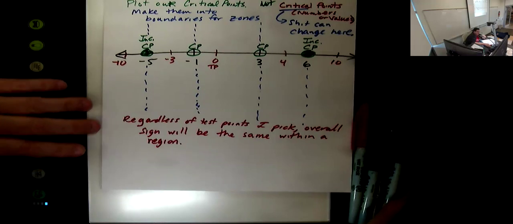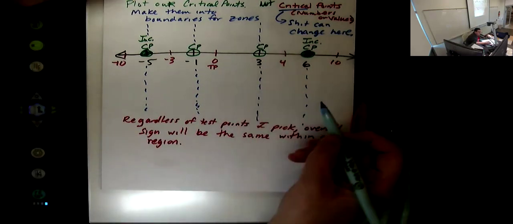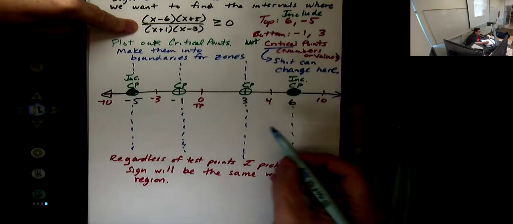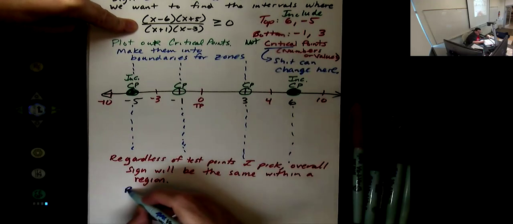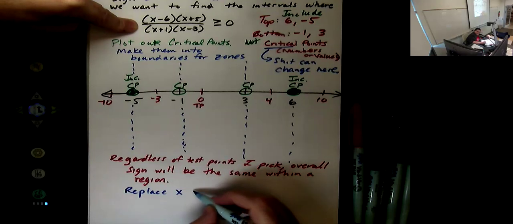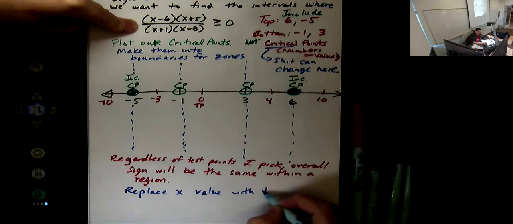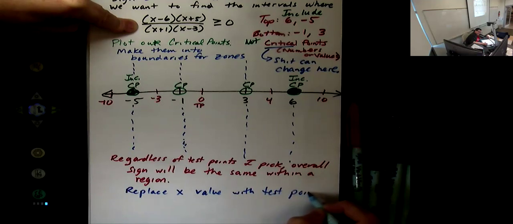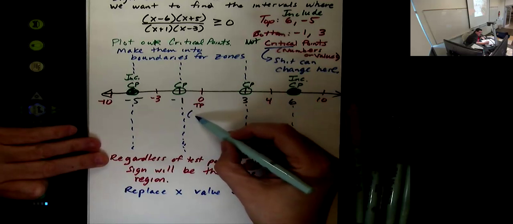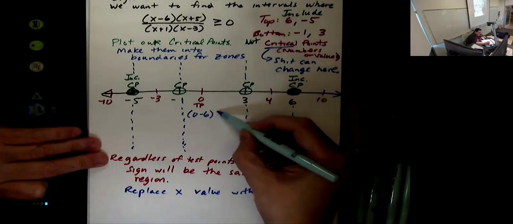All right, so what we're going to do at this point is do our equation, let me bring it back down, do our equation, but replace the x value with temp or test points. I'm gonna do that below. I got a lot of room here. So my test point here was 0. I'm gonna just plug these in.